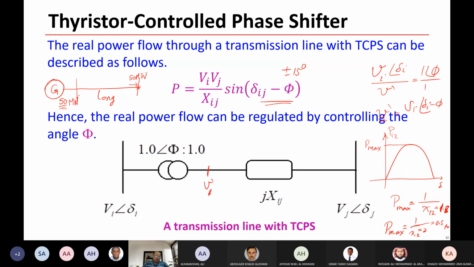So if this is the per unit, and this is the rated power of 50 megawatt, this is the 1 per unit. You cannot transfer this 1 per unit through this long transmission line. The maximum that you can transfer is 0.5, which is 25 megawatt only. Yes, this is the stability limit.